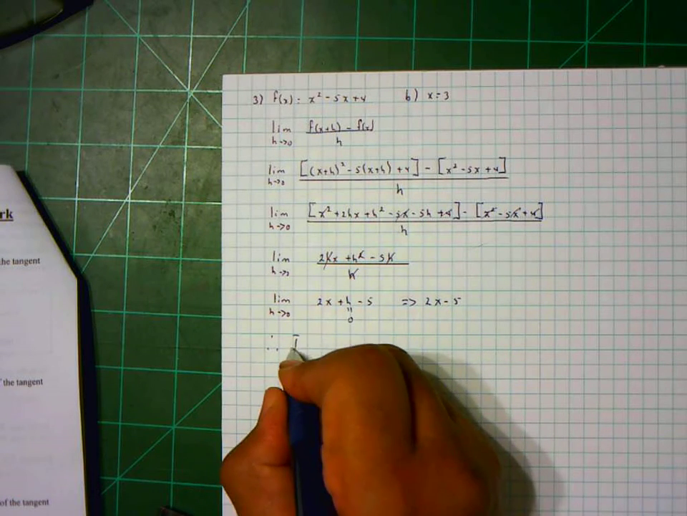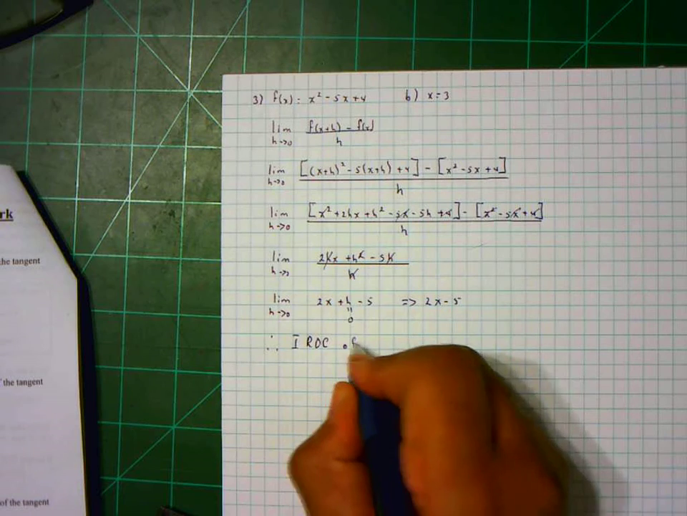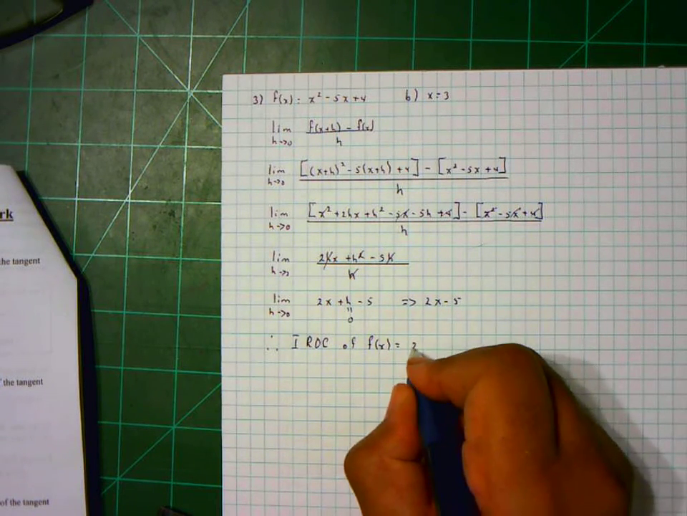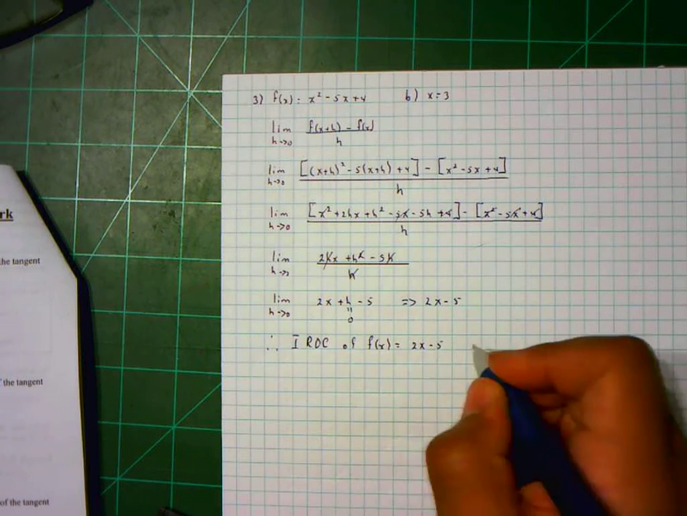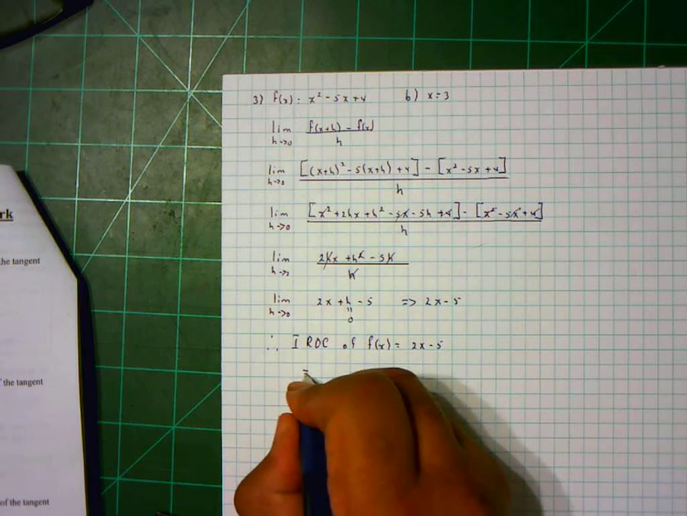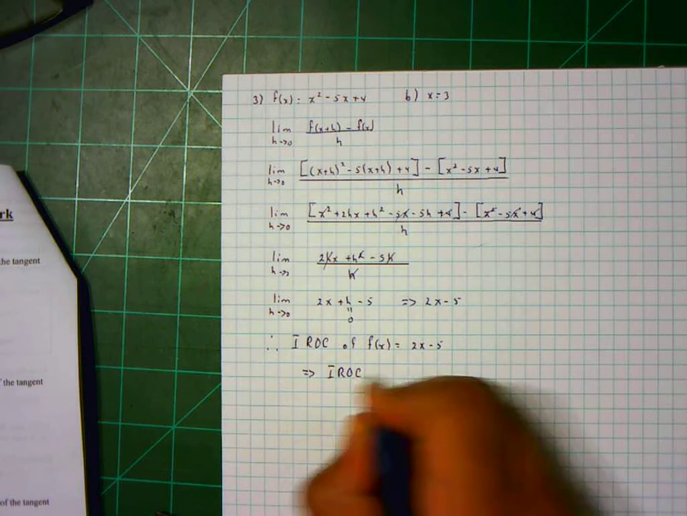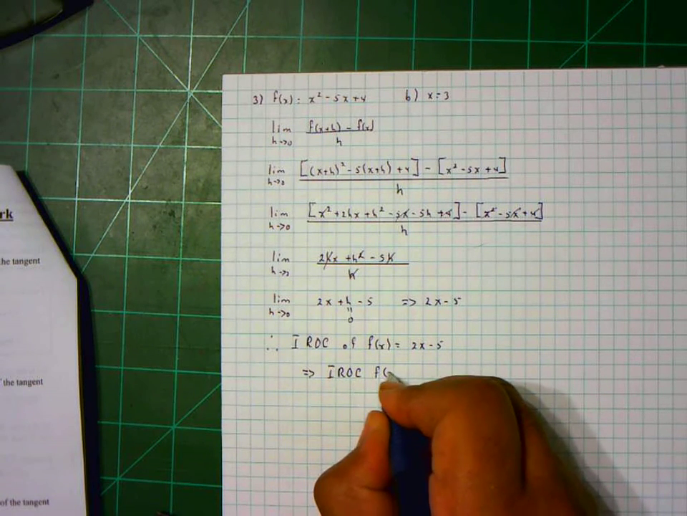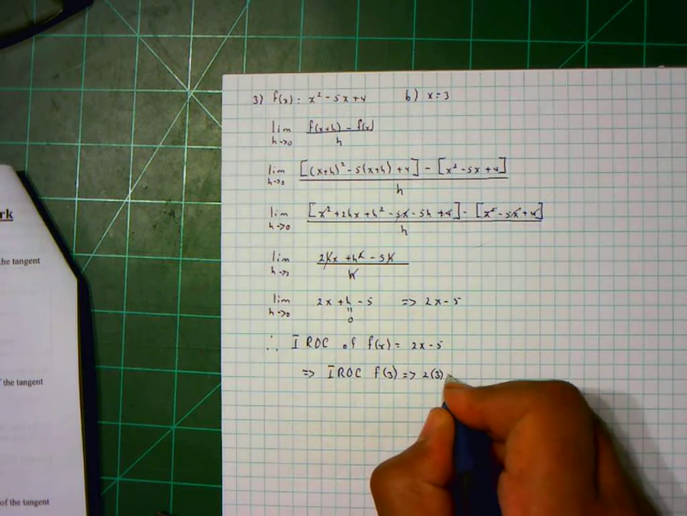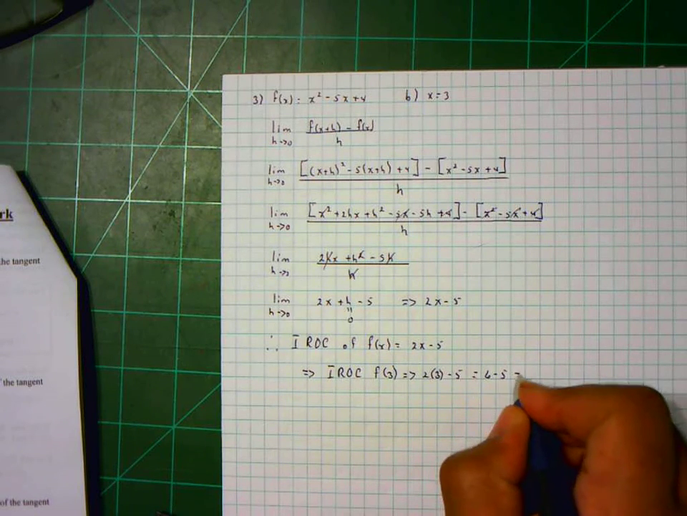Therefore, the instantaneous rate of change of f of x is 2x minus 5. But I'm concerned about what happens when x is 3. So that means the instantaneous rate of change of f of 3 is 2 times 3 minus 5, which is 6 minus 5, and that's 1.